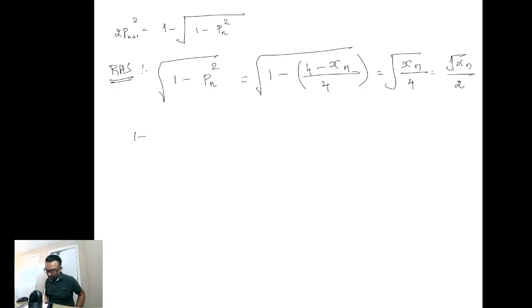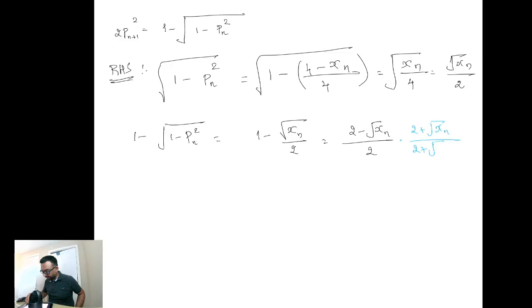And what do I have as 1 minus of Pn square? This will be 1 minus of root xn by 2, which can be written as 2 minus root xn divided by 2. By this point, you should know this like the back of your hand. Product form, this becomes 4 minus xn divided by 2 plus root of xn. We are done, because look carefully. What is 4 minus xn? 4 minus xn we just saw was equal to 4 times Pn square, correct?